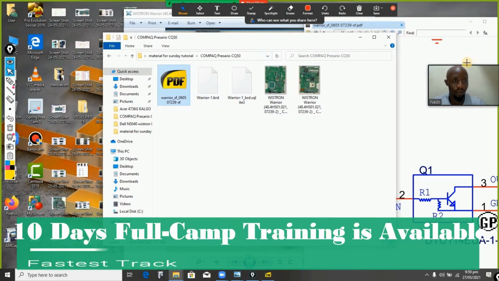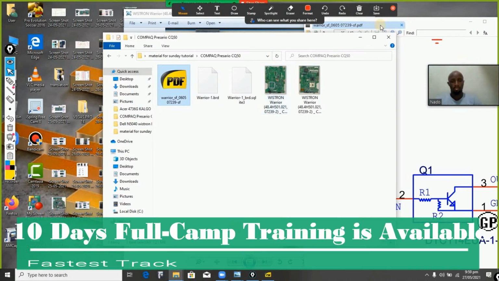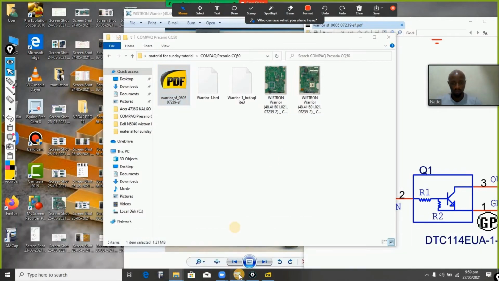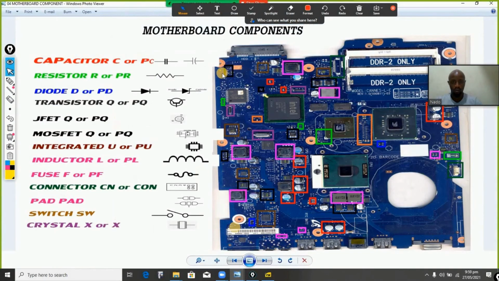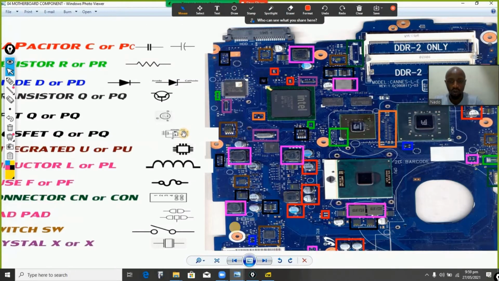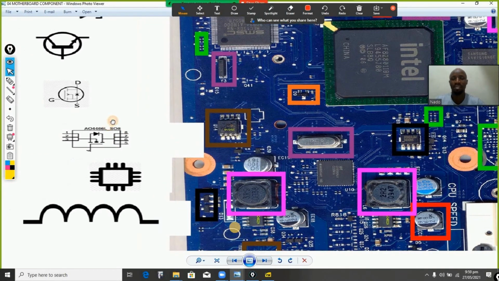Can you also show us the MOSFET component? So the next component here is the MOSFET.